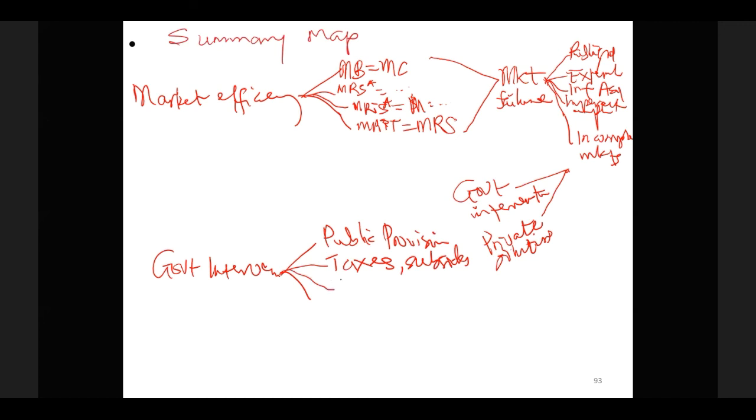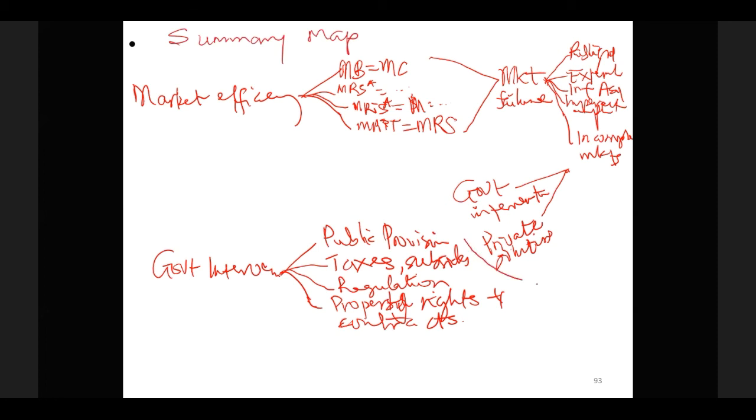Then we can talk about some issues about regulation. Government can also do regulation. And also government can enforce property rights and contracts. So these are ways by which government intervenes, in brief.